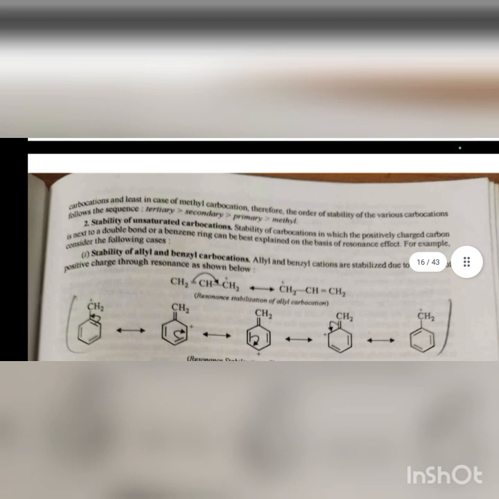Second, we can also explain the stability of unsaturated carbocations. Stability of carbocations in which the positively charged atom is next to a double bond or benzene ring can be best explained on the basis of the resonance effect. For example, consider the following cases. First, stability of allyl and benzyl carbocations. Allyl and benzyl carbocations are stable through the dispersal of the positive charge through resonance.